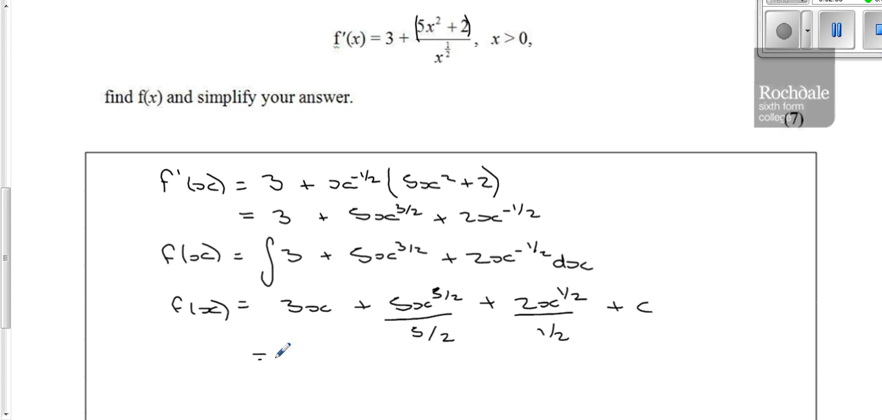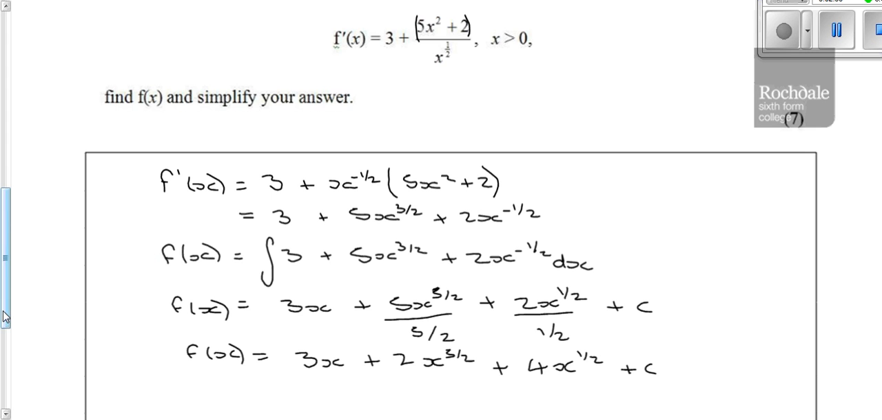If we simplify that down, we've got 3x plus 5 divided by 5 over 2 is 2, x to the power of 5 over 2, plus 2 divided by a half is 4, x to the power of a half, plus c. So that's our general solution for this curve. So we found the equation of the curve where that's the differential.